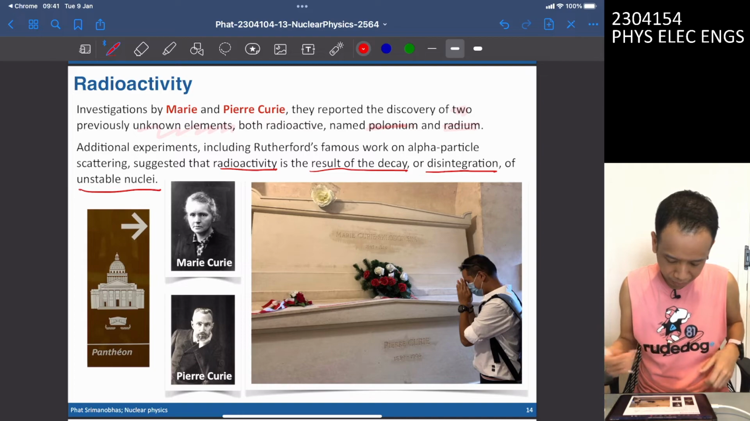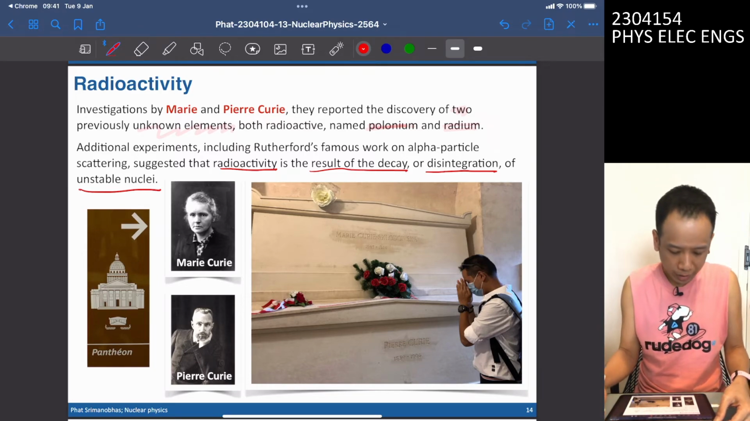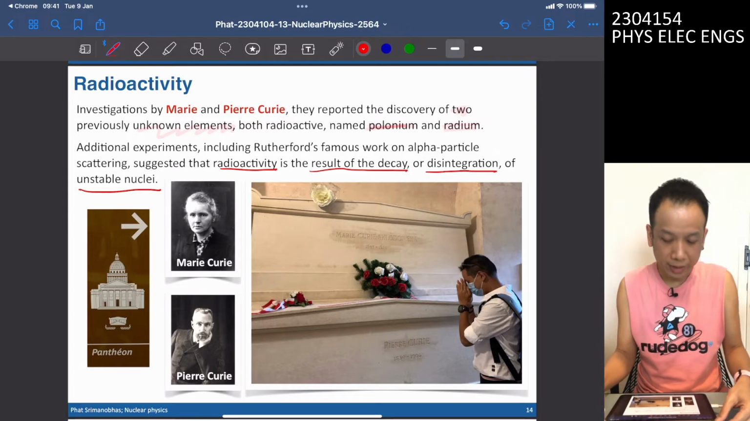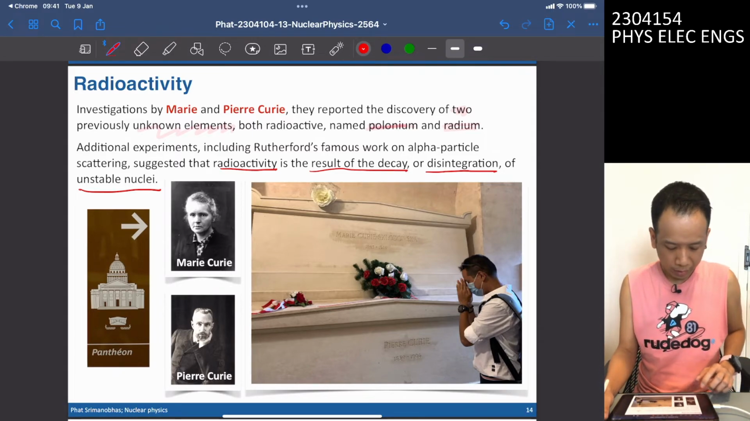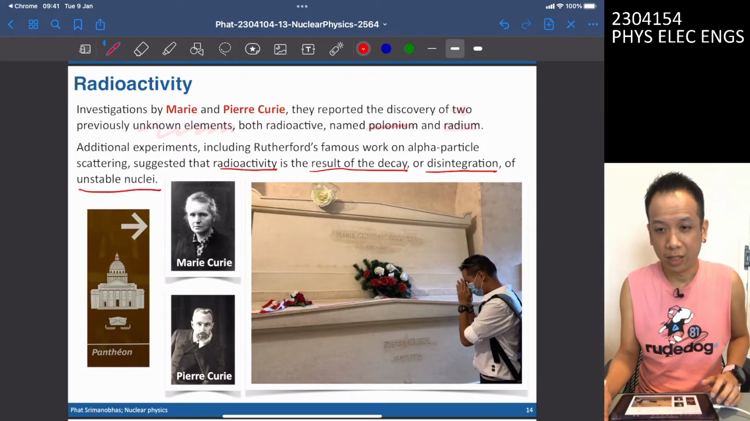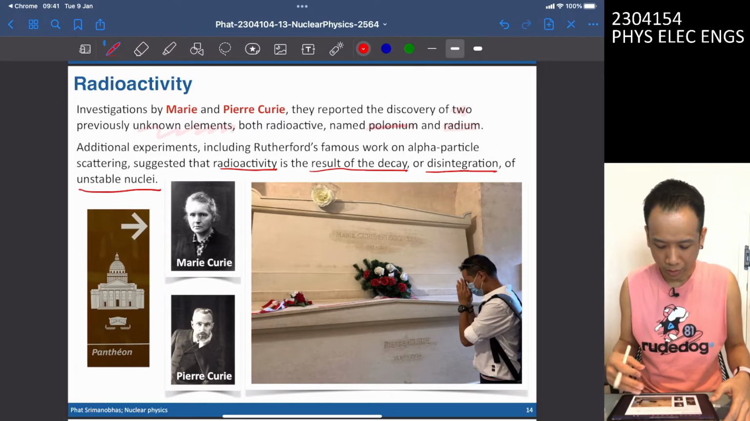If you have a chance to visit Paris, you can go to the Pantheon, where the tombs of Marie Curie and Pierre Curie are. The Pantheon is also a sightseeing spot in Paris, and you can meet the two of them in the tomb here.